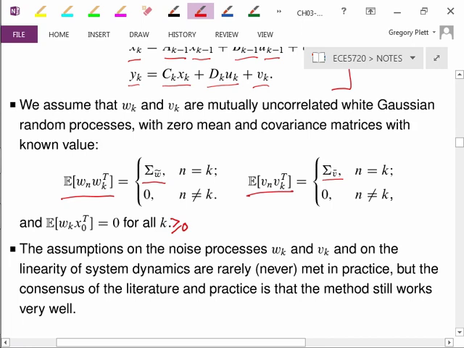So the assumptions on these noise processes W and V, and the linearity of the system dynamics, are really never met in practice. Linearity is a nice idea, and systems can be very close to linear, but they're never exactly linear. The consensus is, though, that this really works. Kalman filters really do work, even when the system is a little bit nonlinear, even when the noises are not exactly Gaussian and so forth.